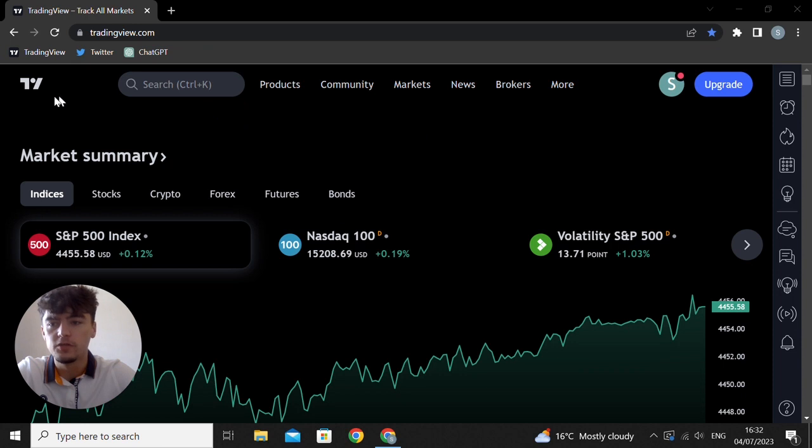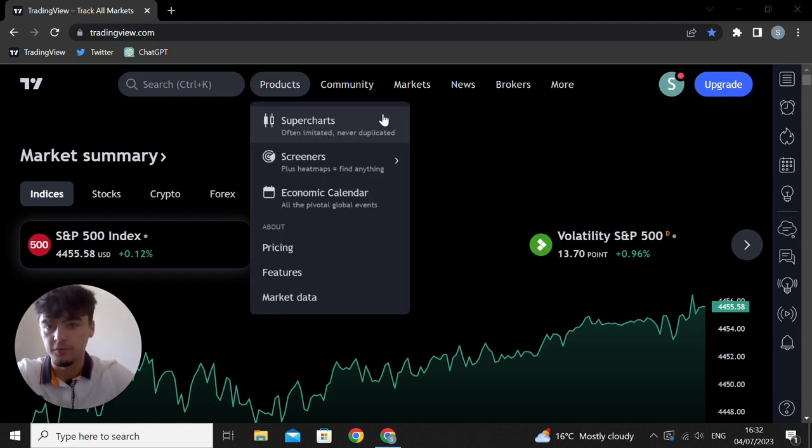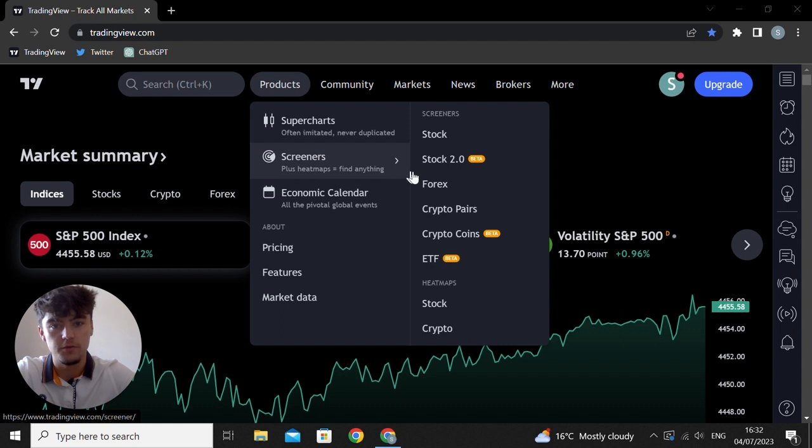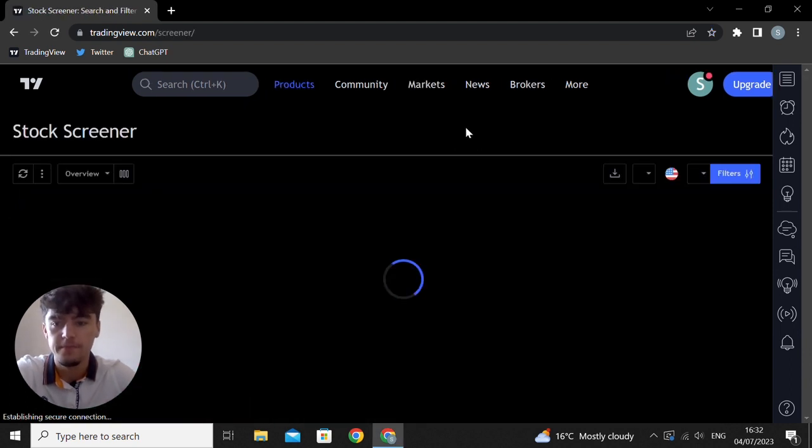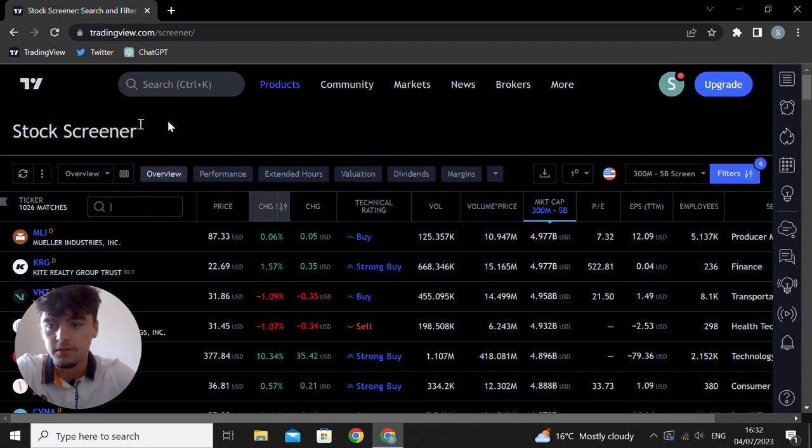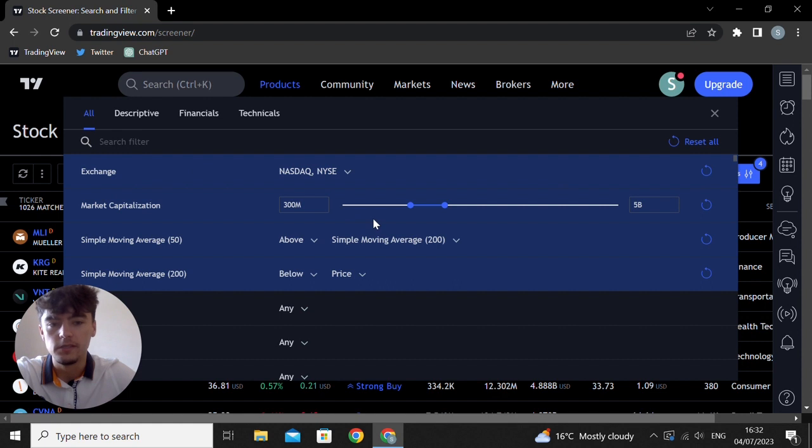So I'm going to be using TradingView to view stocks and screen for stocks as well. Feel free to use whatever screening platform you like. I just like TradingView because that's what I do my analysis on as well. So if you're going to copy me, you're going to go to products, screeners, stock here, and the screener is very simple because you don't really want to exclude any stocks that may potentially be winners for you. So this is what I like to do.